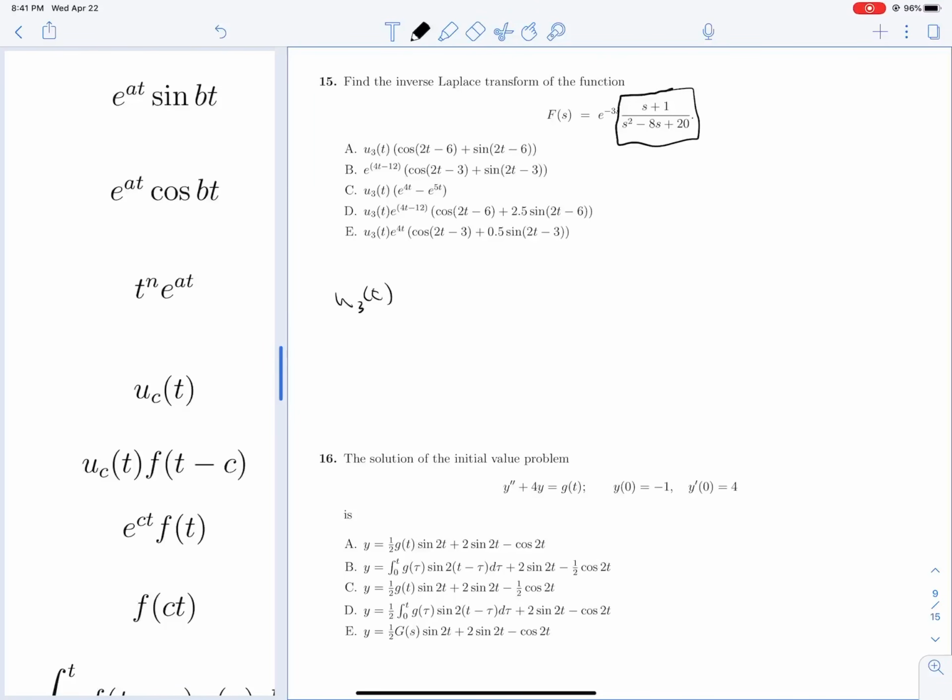so t minus 3. So right off the bat, we can get rid of option C because it obviously does not replace all of its t's with t minus 3. Neither does B or E. They just add a negative 3 in here, where if you really put the t minus 3, you would get a 2t minus 6 in there. So now all we have to deal with is a partial fraction.